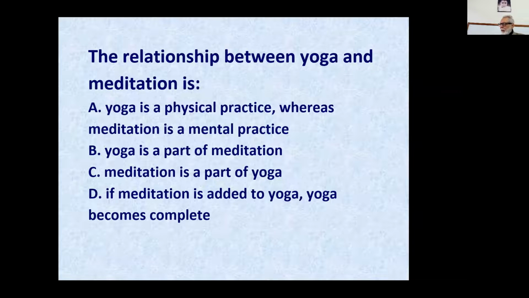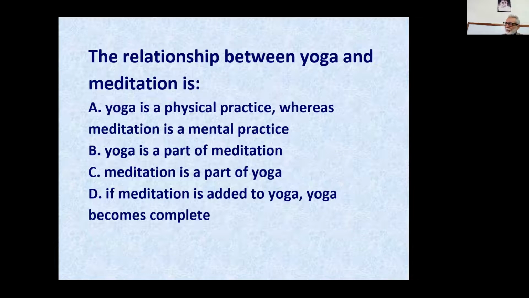Now here I'm breaking one of the basic rules of making multiple choice questions. You should not have two contradictory options. But then sometimes, breaking a rule makes the question more effective. So that also one should know. Here it does become more effective. That's why I have broken that rule. The relationship between yoga and meditation is D, if meditation is added to yoga, yoga becomes complete. Now let's see which of these is the best option.